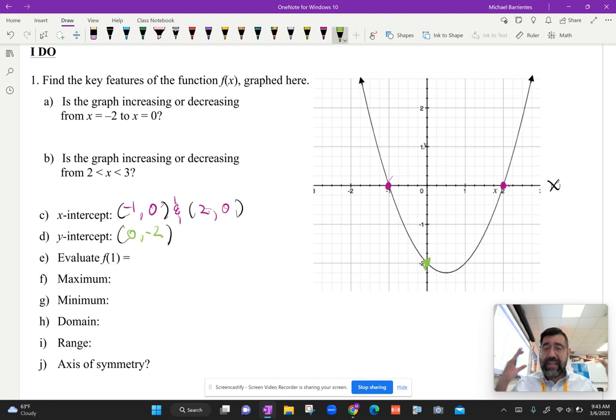Intercepts are pretty easy conceptually to kind of see where they occur. And we're going to be working with ways to actually find them and find them precisely with our algebraic methods after spring break.